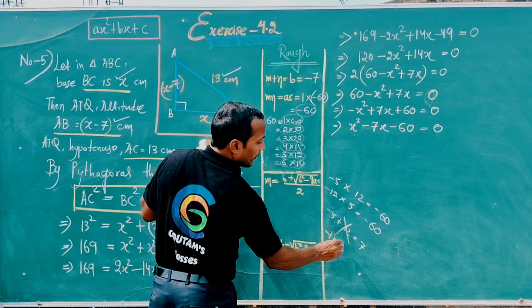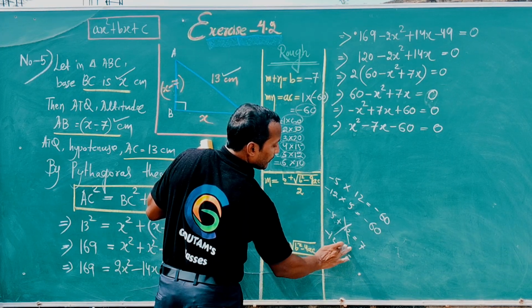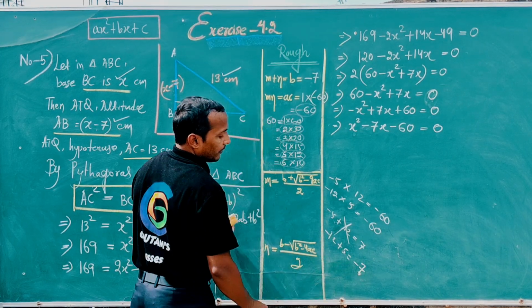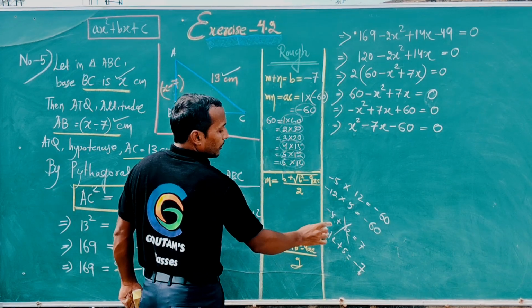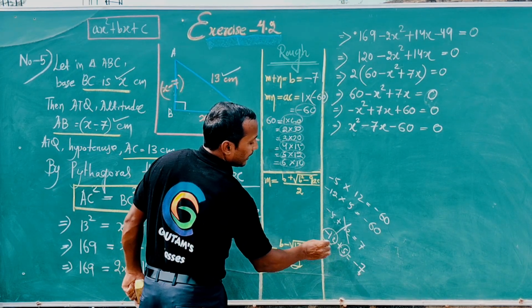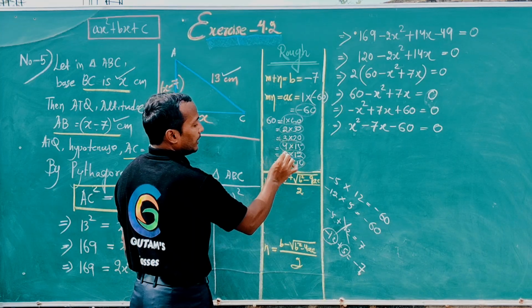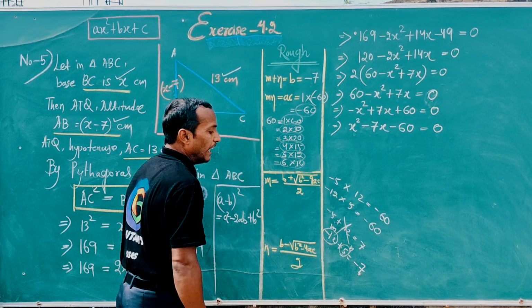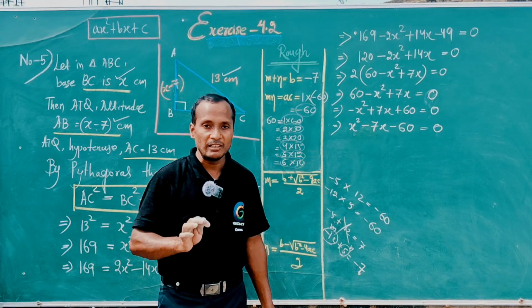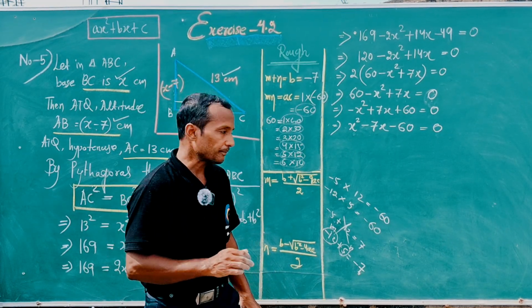Take minus 12 and plus 5. Do you get minus 7? Yes, you get minus 7. When you take minus 12 and plus 5, you get minus 7. So your required pair of m and n is minus 12 and 5. So minus 12 you take as m and 5 as n to write in place of the middle term when you split the middle term.